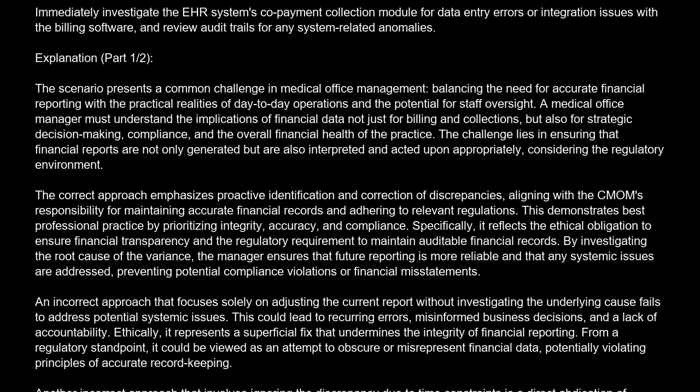The correct answer is B. Immediately investigate the EHR system's co-payment collection module for data entry errors or integration issues with the billing software, and review audit trails for any system-related anomalies.